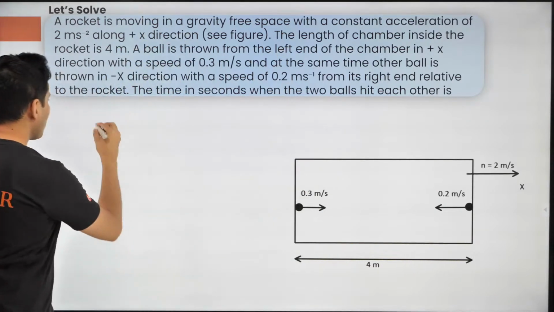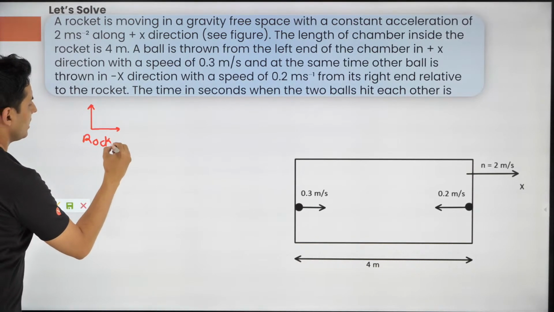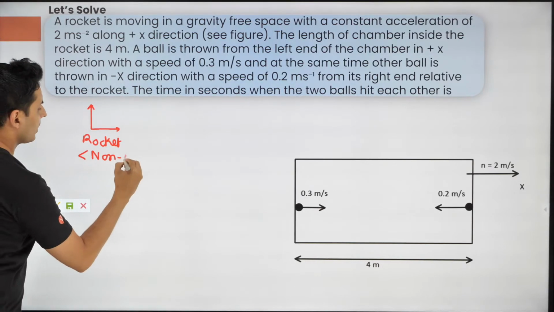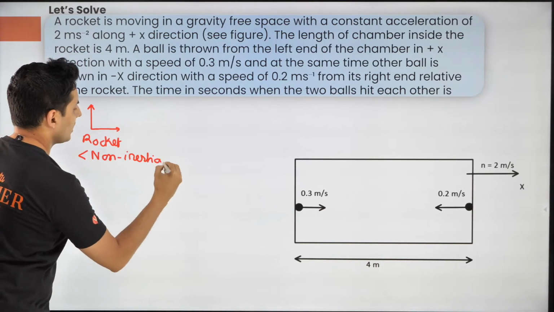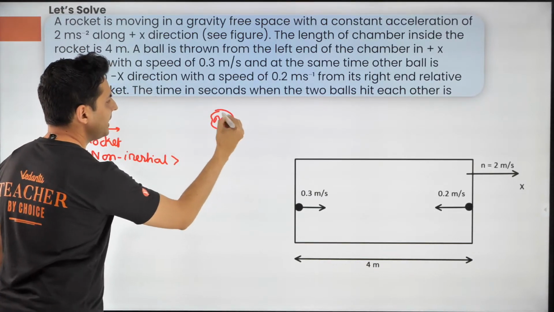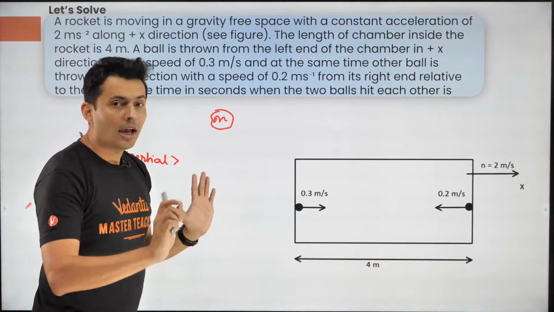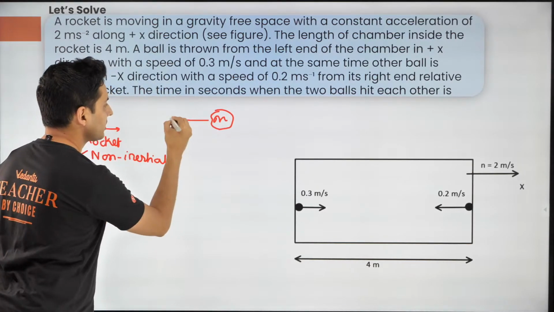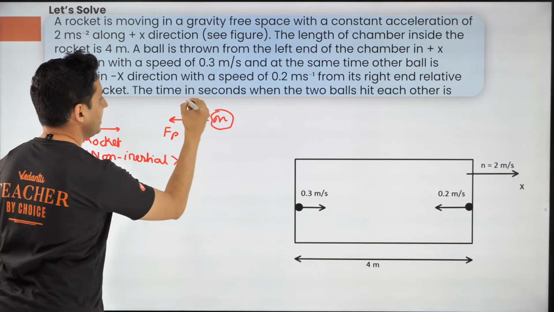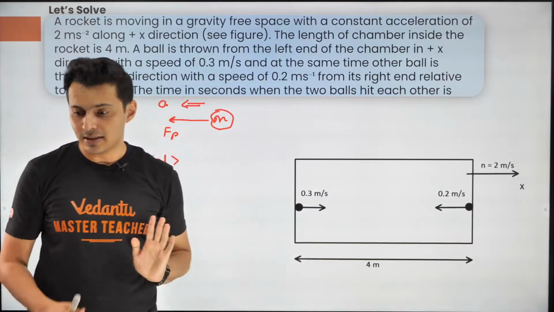Now, imagine I sit in that rocket frame, which is basically a non-inertial frame. If I draw the FBD of any mass, either this one or that one, there is only one force. And what is that force? Pseudo force. There is going to be pseudo force, because of which there will be an acceleration relative to the rocket. Everybody agrees till here?